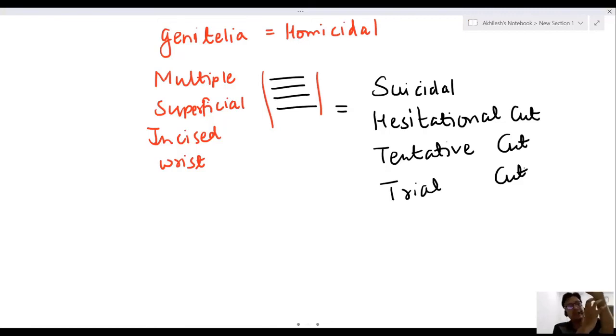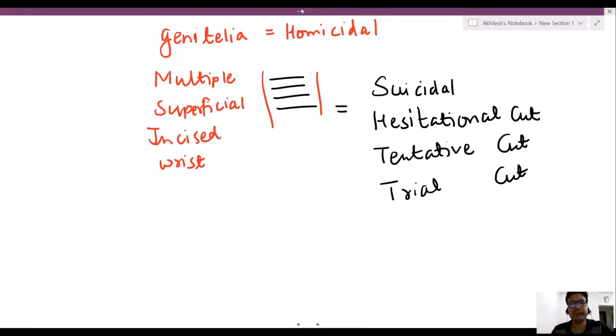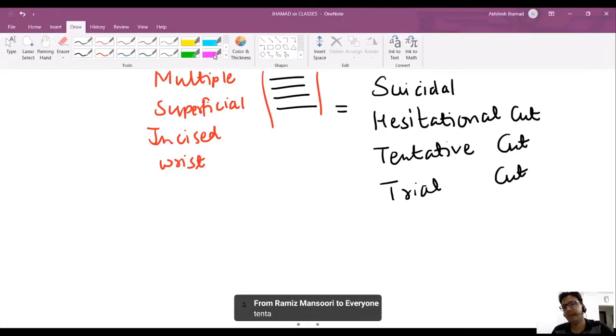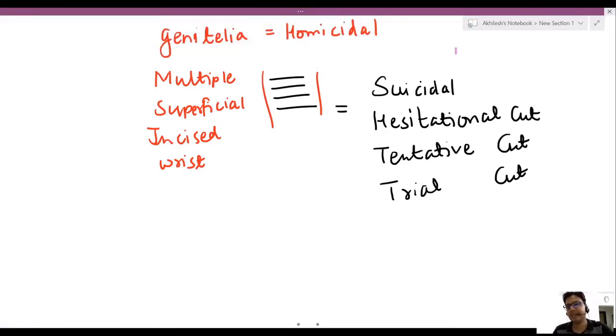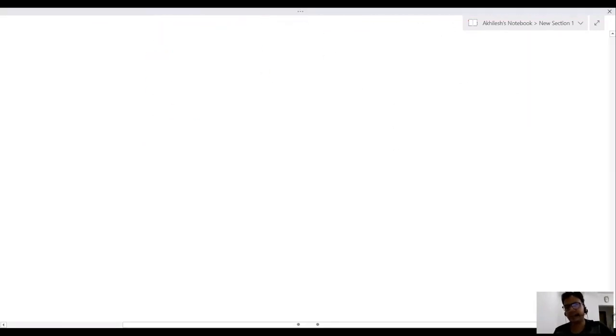Sir, generally what happens? Multiple superficial incised wounds mean you try to commit suicide, but these are suicidal, tentative, hesitational, or trial cuts. So this is a very, very important injury, my dear friend. This is an incised wound: tentative cut, trial cut, suicidal or hesitational cut. Anyway, sir, this is an incised wound.